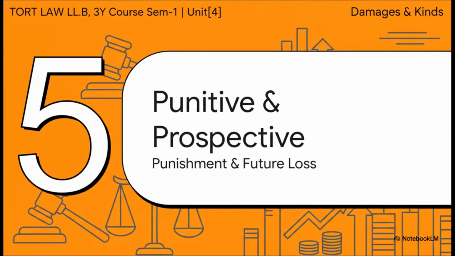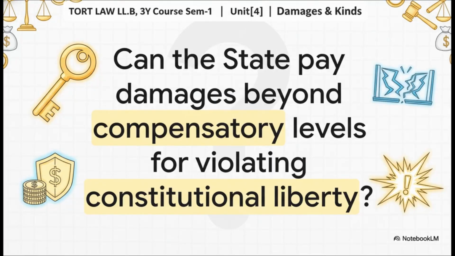We now advance to our fifth section, examining damages that look beyond simple compensation, punitive and prospective damages, which serve to punish the defendant and account for future losses. This brings us to a significant legal question. Can the state be ordered to pay damages that extend beyond mere compensation for a violation of a citizen's constitutional liberty? This question is central to understanding the doctrine of exemplary or punitive damages.